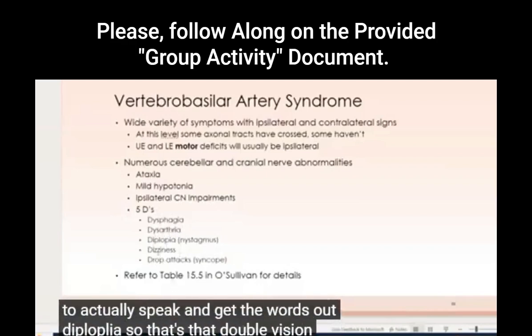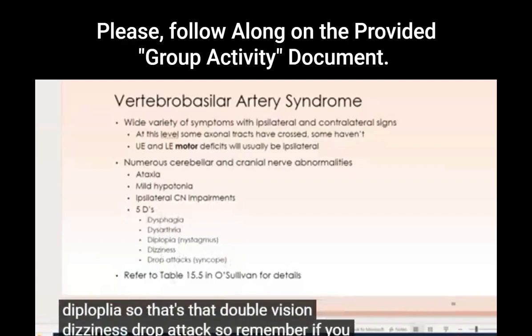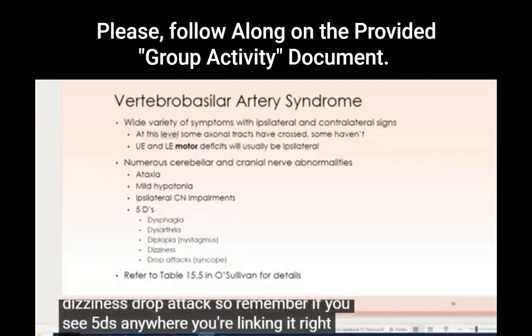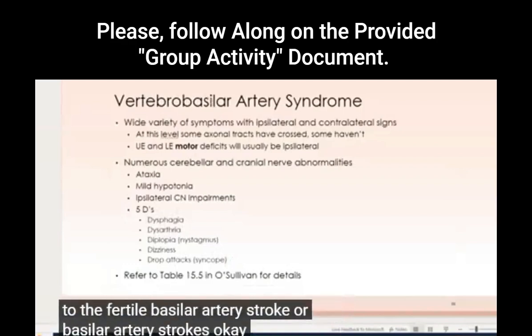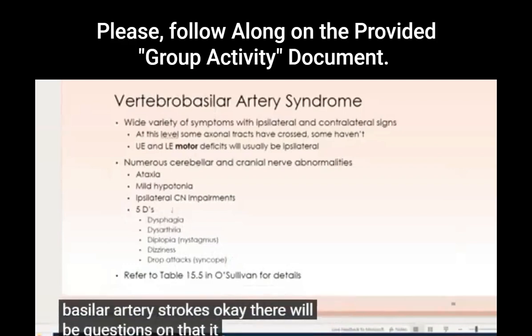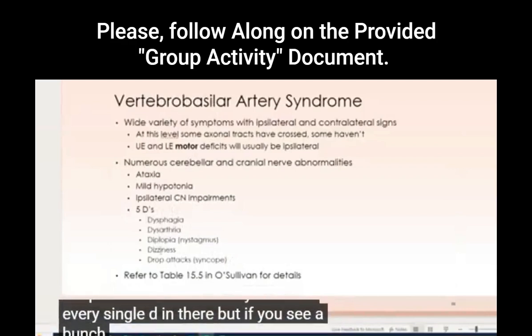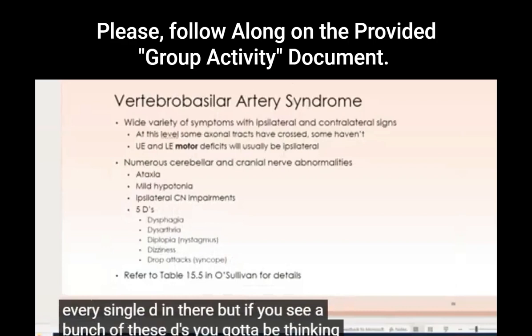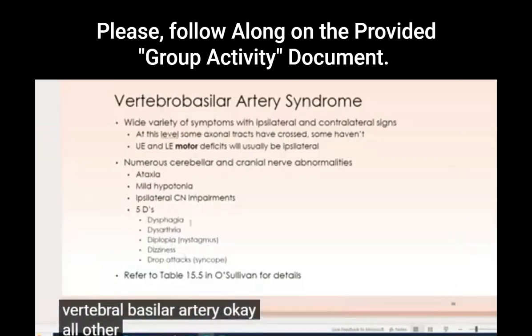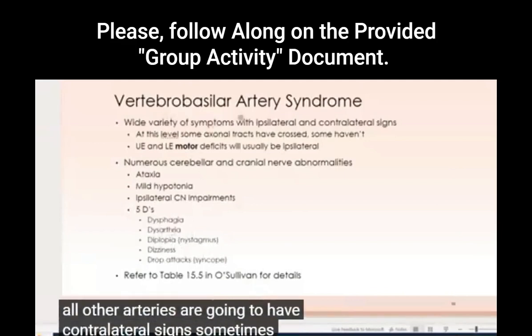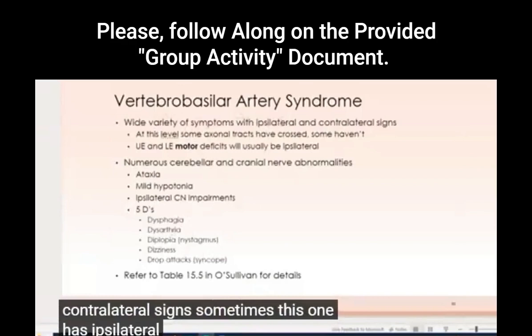Diplopia, so that's double vision, dizziness, drop attacks. Remember, if you see 5Ds anywhere, you're linking it right to the vertebral basilar artery stroke, okay? There will be questions on that. It may not have every single D in there, but if you see a bunch of these Ds, you gotta be thinking vertebral basilar artery, okay? All other arteries are going to have contralateral signs. Sometimes this one has ipsilateral signs.